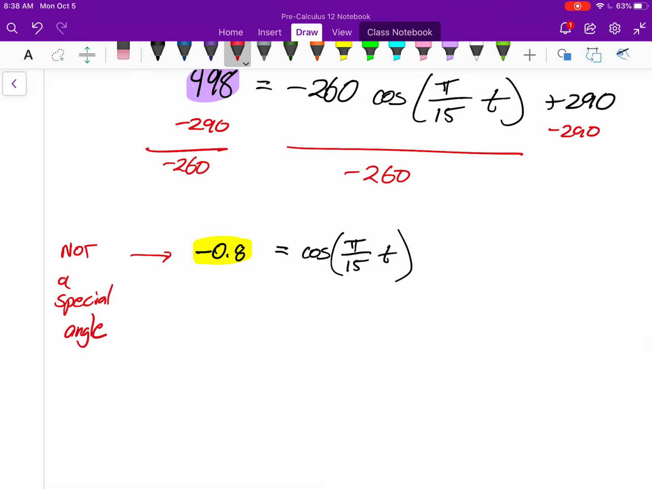If it ended up where cosine equals a half, well, we should have memorized that, we should know where cosine is a half. But we don't know where cosine is 0.8, or negative 0.8. And so how can I approach this?